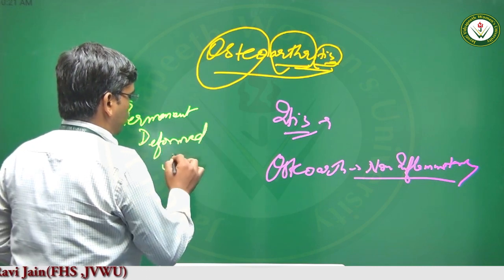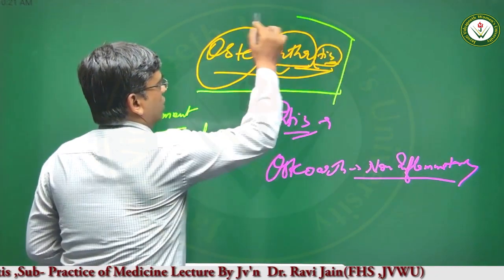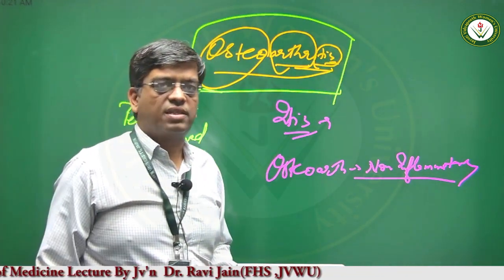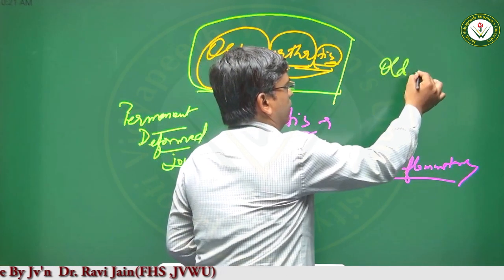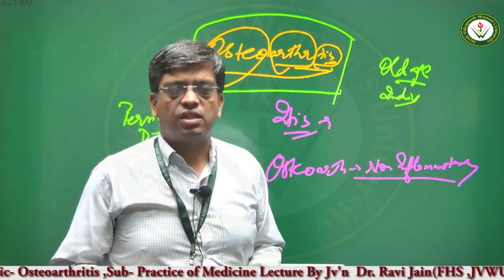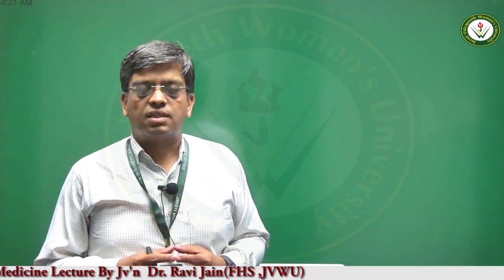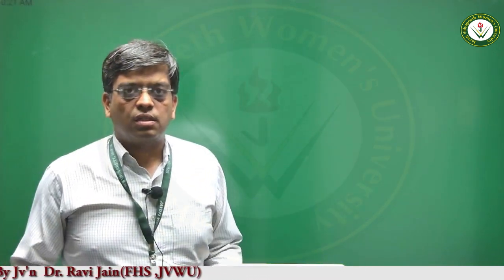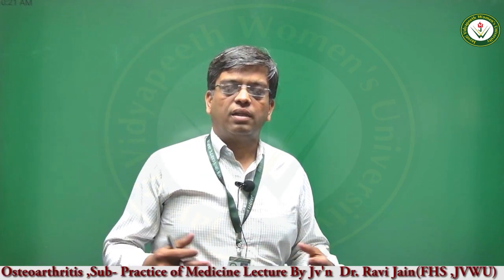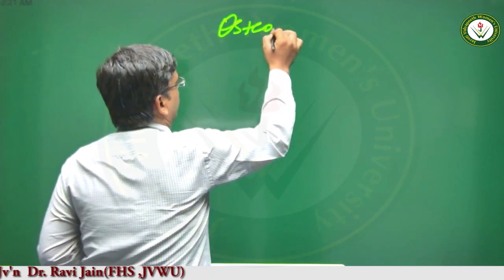Deformed joints occur in this particular disease condition. Osteoarthritis is a most common disease condition that mostly affects old age individuals. We must have heard from the old people or the aged people present in our home that they are having joint pain and they are not able to move properly. So this is the most common condition, osteoarthritis, that we commonly see.